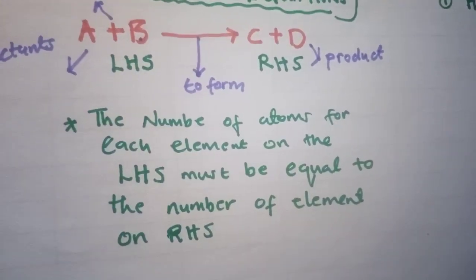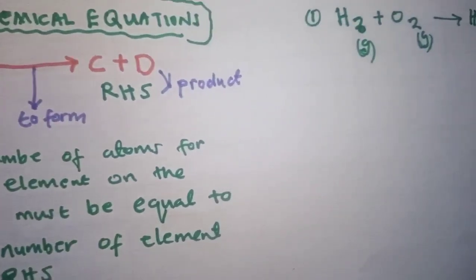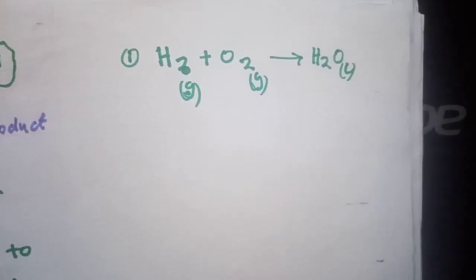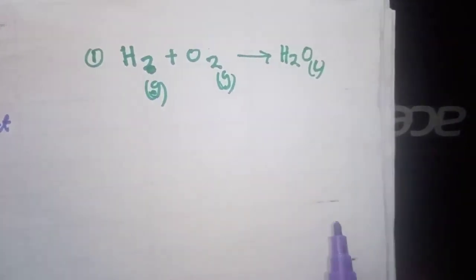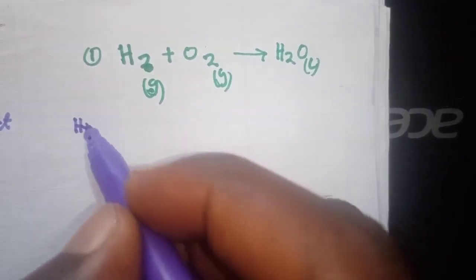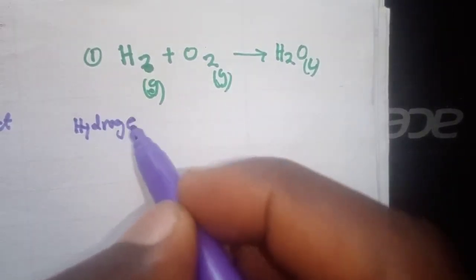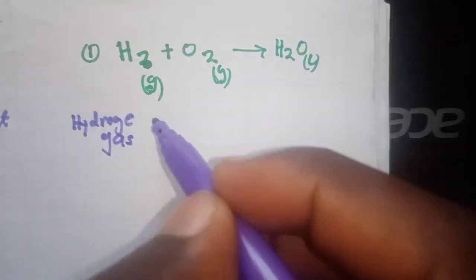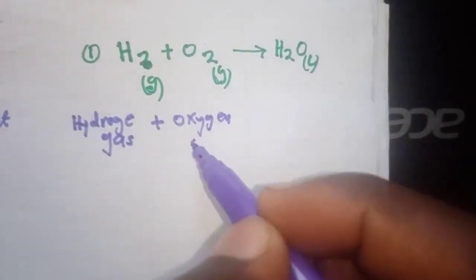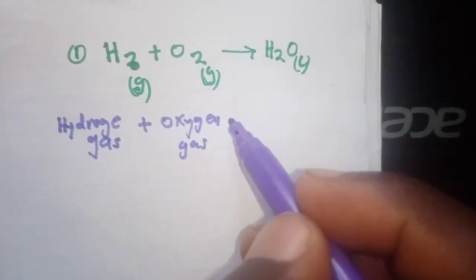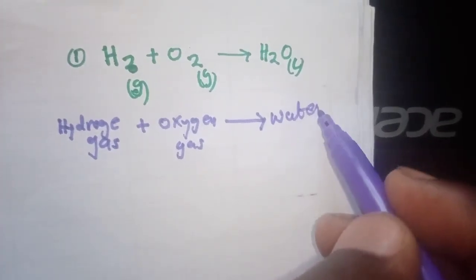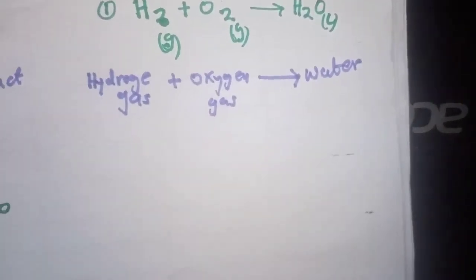Now let's give an example in terms of elements. You have hydrogen gas, we just write it in words, plus oxygen gas. These react to form water.